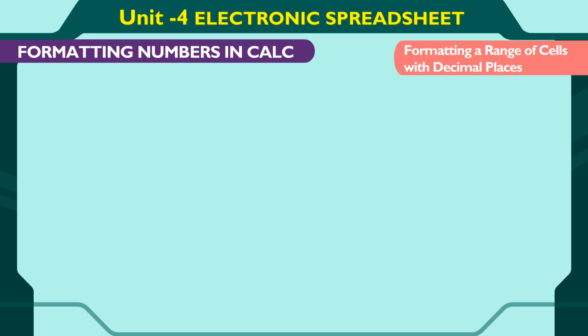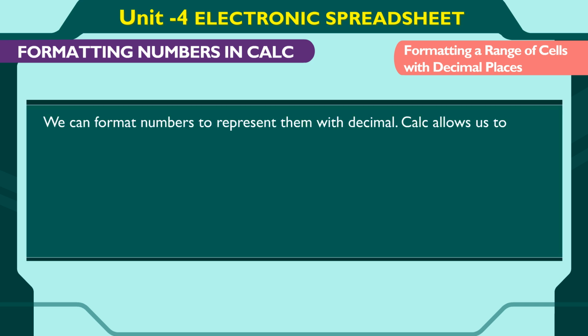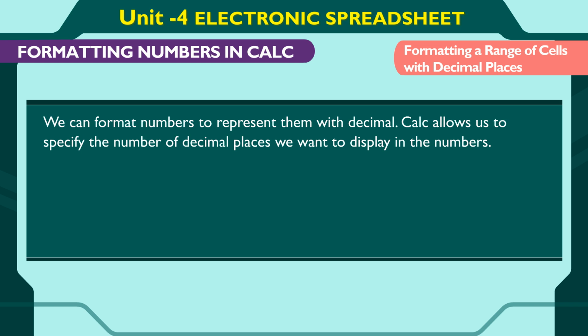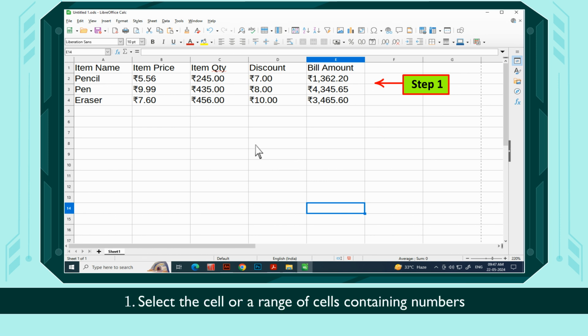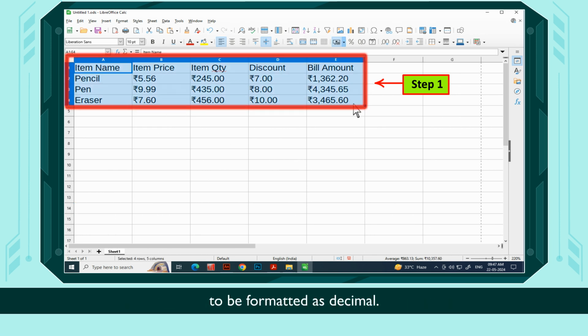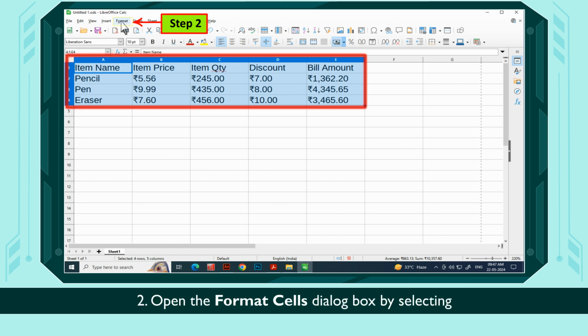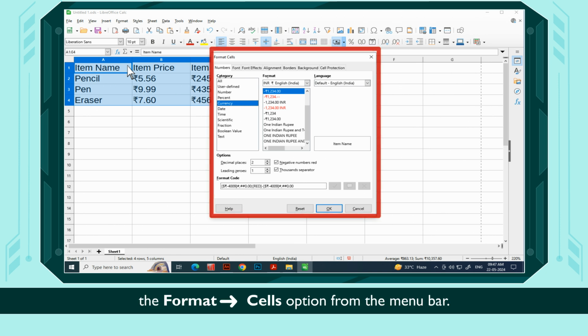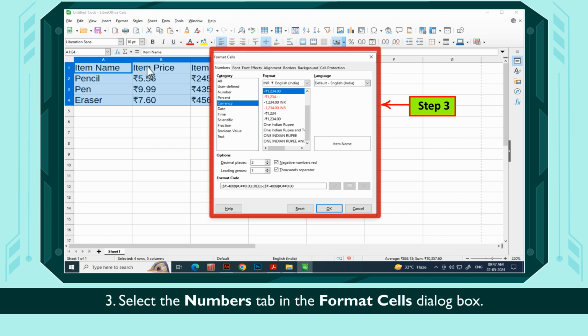Formatting a range of cells with decimal places. We can format numbers to represent them with decimals. Calc allows us to specify the number of decimal places we want to display in the numbers. Follow the given steps to set the decimal places. 1. Select the cell or a range of cells containing numbers to be formatted as decimal. 2. Open the Format Cells dialog box by selecting Format and then the Cells option from the menu bar. 3. Select the Numbers tab in the Format Cells dialog box.